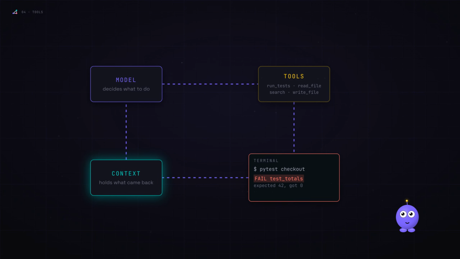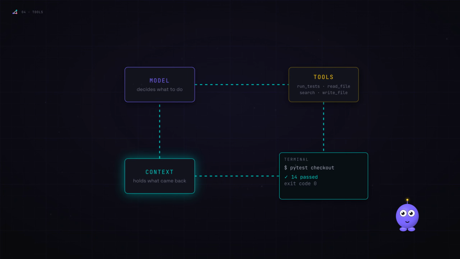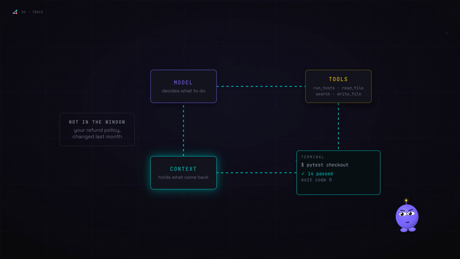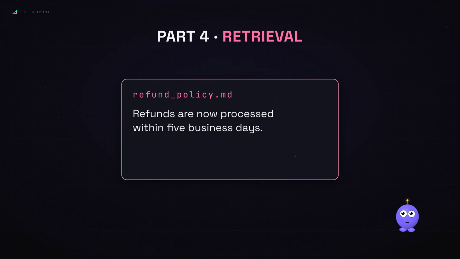So now a frozen, stateless brain can fix a failing test. What it still can't do is know anything you didn't paste in. Part 4. Retrieval.